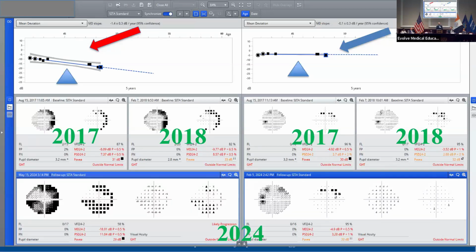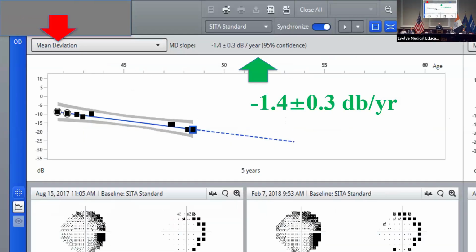And the blue triangle is the COVID hiatus in care that happened to this patient, who didn't come back for 4 years, and had progression in that right eye during that time. There's a lot of information that you can obtain from these types of analyses, looking at mean deviation and the rate of change over time.